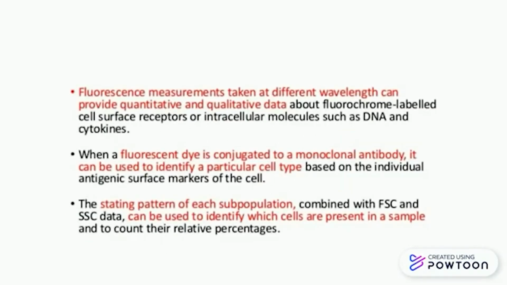Next, fluorescent measurements taken at different wavelengths can provide quantitative and qualitative data, which are always used on intracellular molecules such as DNA and cytokines. When a fluorescent dye is conjugated to a monoclonal antibody, it can be used to identify particular cell types. Besides that, the clustering pattern of each subpopulation, combined with forward scatter and side scatter data, can be used to identify which cells are present in the sample and their percentage.